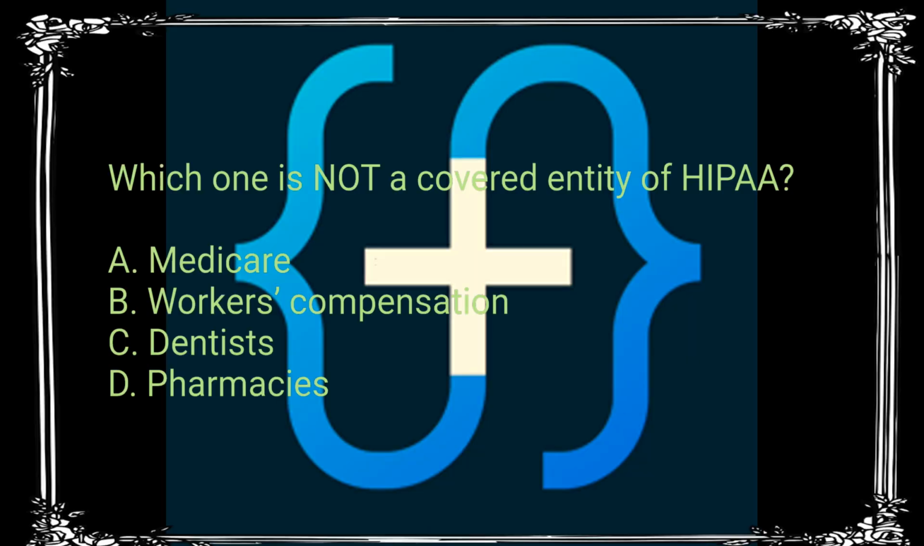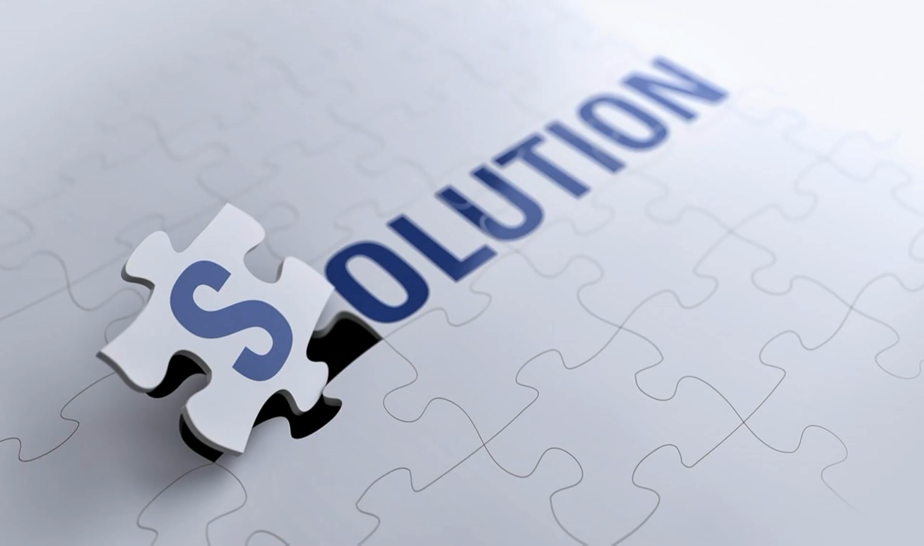Question 1. Which one is not a covered entity of HIPAA? A. Medicare. B. Workers' compensation. C. Dentists. D. Pharmacies. The correct answer is B.